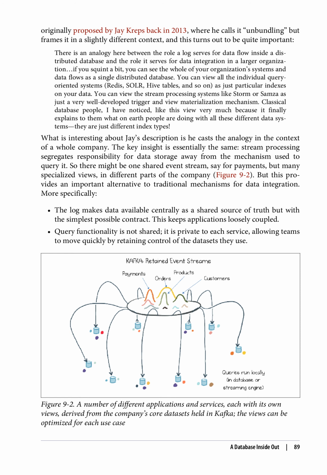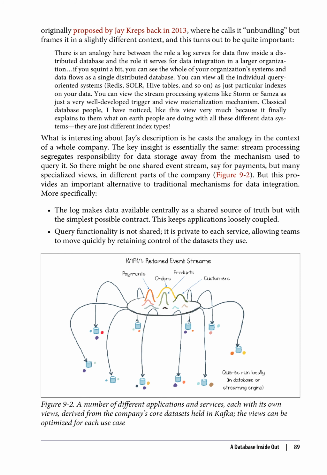What is interesting about Jay's description is he casts the analogy in the context of a whole company. The key insight is essentially the same. Stream processing segregates responsibility for data storage away from the mechanism used to query it. So there might be one shared event stream, say for payments, but many specialized views, in different parts of the company. Figure 9.2. But this provides an important alternative to traditional mechanisms for data integration. More specifically, the log makes data available centrally as a shared source of truth but with the simplest possible contract. This keeps applications loosely coupled.